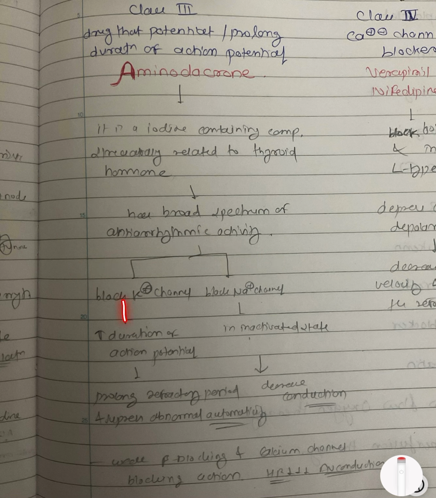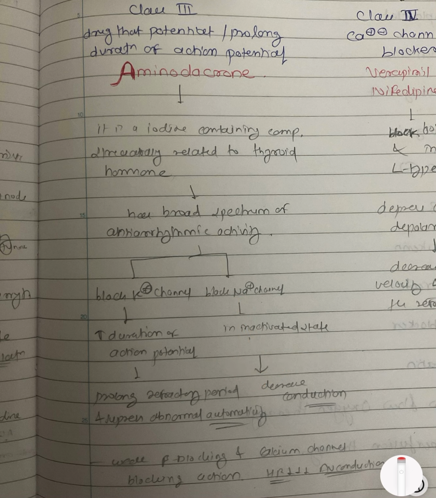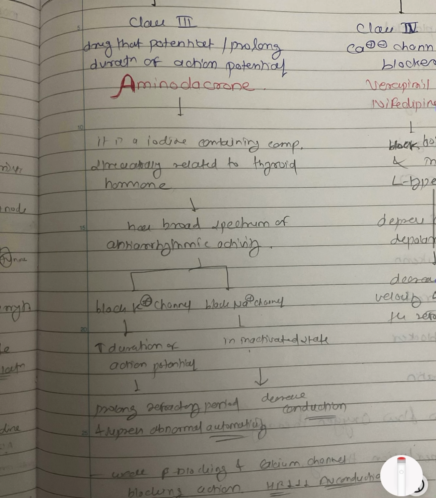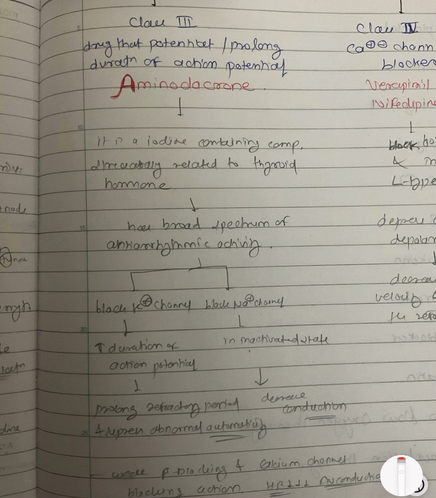By blocking the potassium channel, it will increase the duration of the action potential, and after increasing the duration of the action potential, it will prolong the refractory period and suppress the abnormal automaticity. That is what we want. And by the second way, by blocking the sodium channel, it will decrease the conduction velocity. This is another aim of our management. So this is the way the drug that potentiates or prolongs the duration of action potential will work.